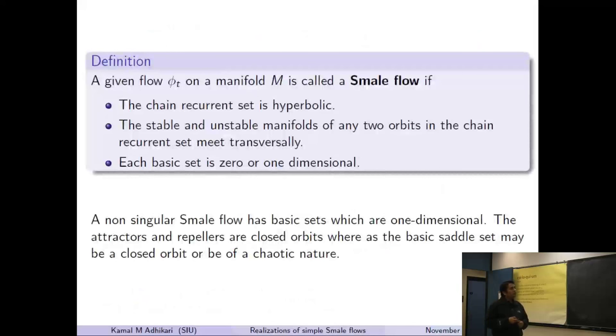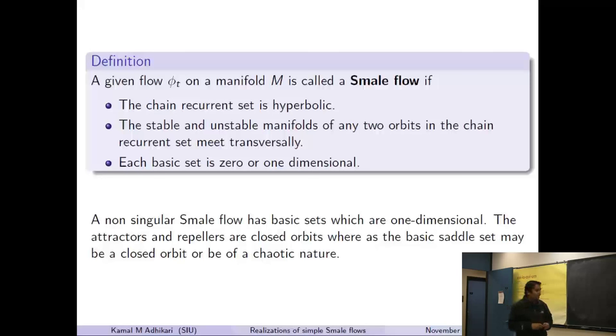To be a Smale flow, the basic sets must be 0 or 1 dimensional. The chain recurrent set is hyperbolic, and the stable and unstable manifolds must meet transversally, because the Smale flow is structurally stable. To have the structurally stable condition, the stable and unstable manifolds must intersect transversally, so that if we do a little bit of perturbation, it does not change its stability.